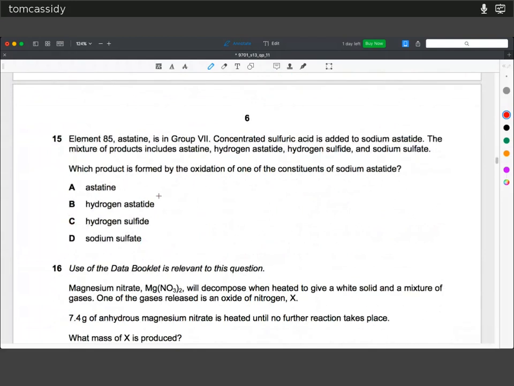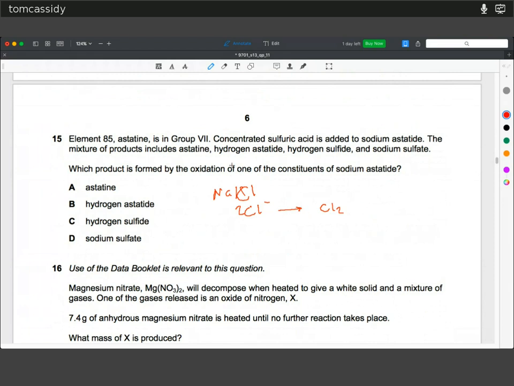Okay, this is a pretty easy question here. Question 15 is talking about an element that you probably haven't come across. It's in group 7, so one of the halogens. And it's just talking about the oxidation. So another halogen that you know about would be, say, chlorine. And if we were in sodium chloride, you'd have a chloride ion, if that was being oxidized, it would be going to chlorine, wouldn't it? The oxidation number is going up, it's being oxidized.